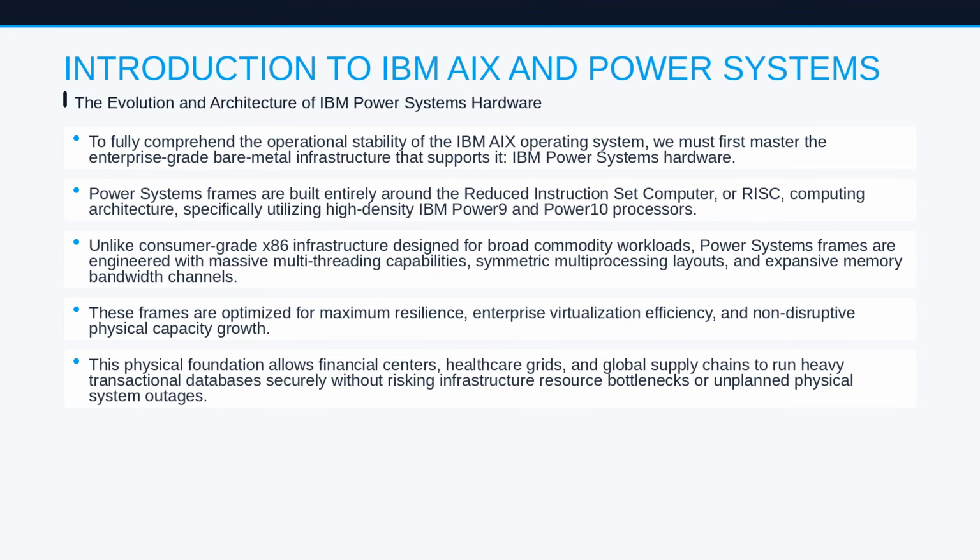Unlike consumer-grade x86 infrastructure designed for broad commodity workloads, Power Systems frames are engineered with massive multi-threading capabilities, symmetric multiprocessing layouts, and expansive memory bandwidth channels. These frames are optimized for maximum resilience, enterprise virtualization efficiency, and non-disruptive physical capacity growth. This physical foundation allows financial centers, healthcare grids, and global supply chains to run heavy transactional databases securely without risking infrastructure resource bottlenecks or unplanned physical system outages.